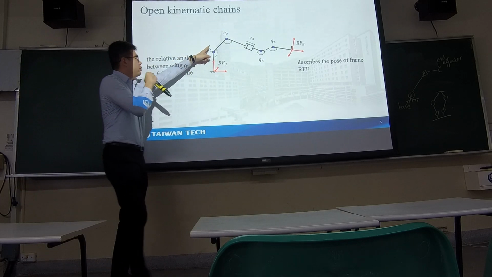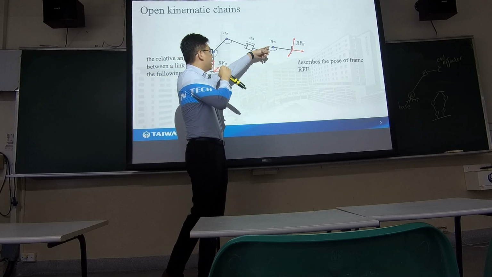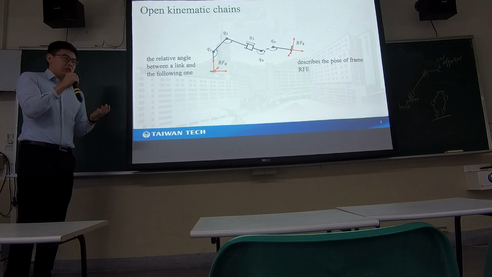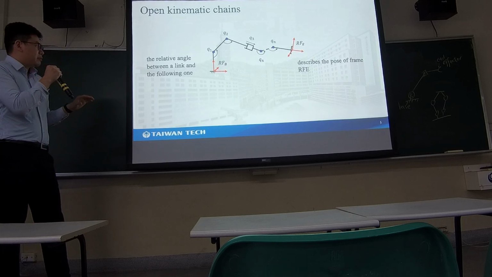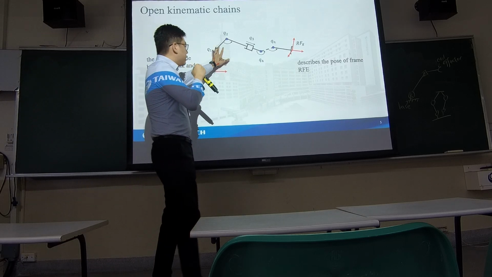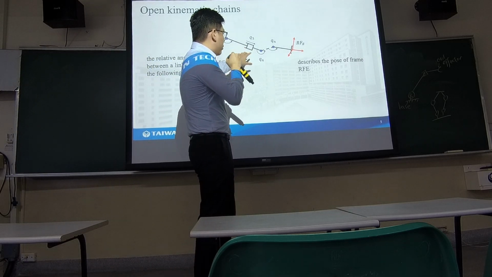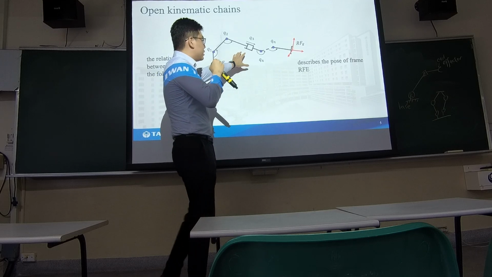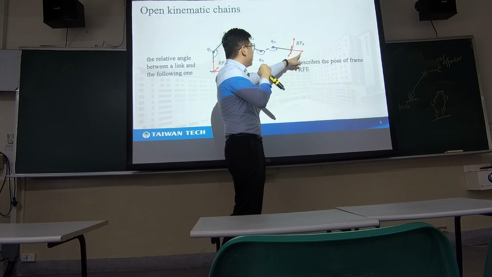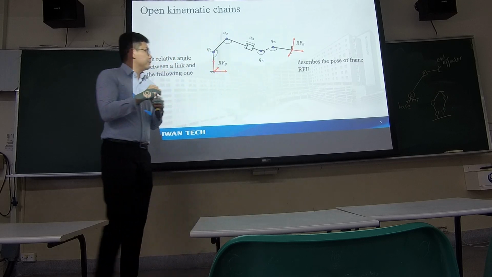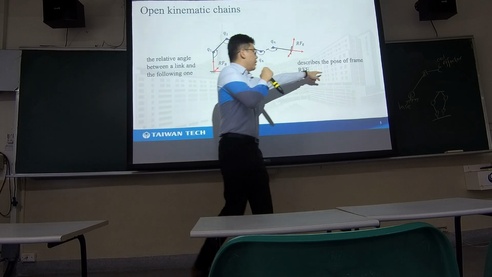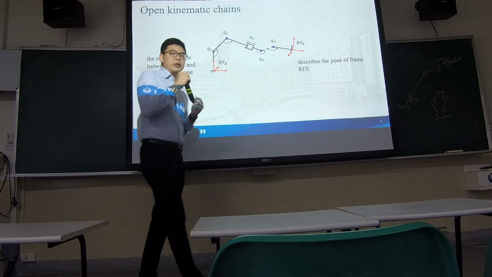And Q1, Q2, Q3, Q4, and Qn are the joint angles or the displacement for the prismatic joint. Through the homogeneous transformation matrix, we can describe the pose of a frame relative to a reference frame. The pose includes the position and orientation.